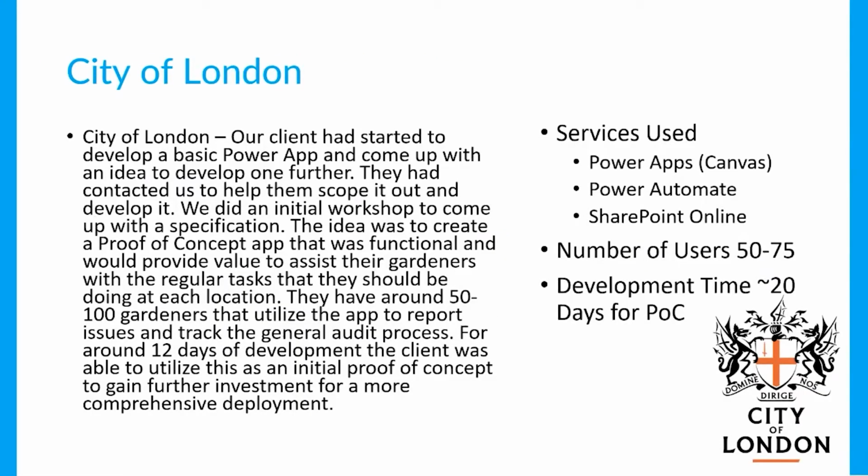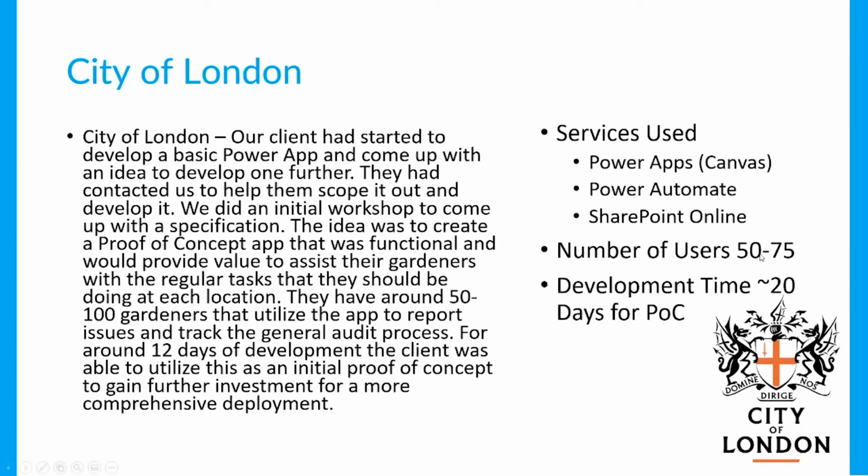We now move on to some examples of actual clients and actual projects we've been doing for our clients. I'm just going to talk through the projects. The first one in our list is a project we've done for City of London, specifically the gardening team within City of London. They've got around 50 to 75 gardeners in total.